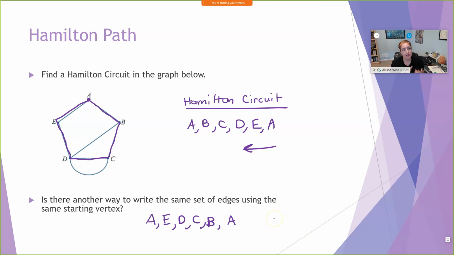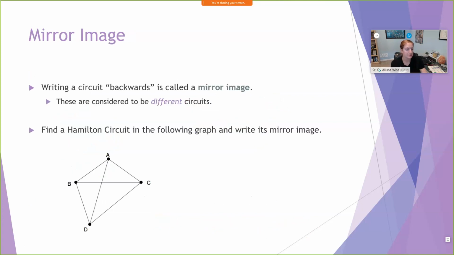And this is actually called the mirror image, writing it backwards.